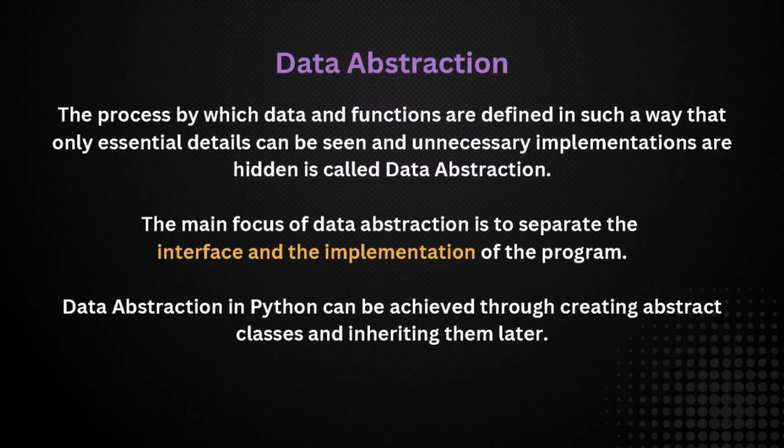The process by which data and functions are defined in such a way that only essential details can be seen and unnecessary implementations are hidden is called data abstraction. So the main focus of data abstraction is to separate the interface and the implementation of a program. This can be achieved by creating abstract classes and then inheriting them later. So how do we create an abstract class? What are the different types of methods we have in data abstraction?